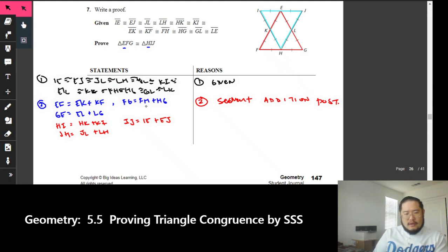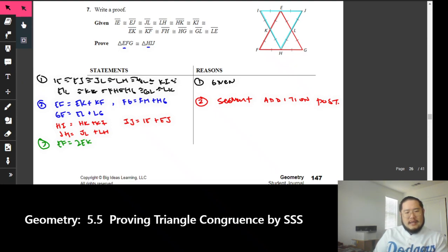So in statement 3 right here, here's what I'm going to say. I've got right here, let's say that's segment EF. I'm going to say that's equal to, what if I take segment EK and multiply it by 2? Because EK is congruent to KF according to our list of segments up in the given. So I'm going to go ahead and start right here. EF is equal to 2 times EK.